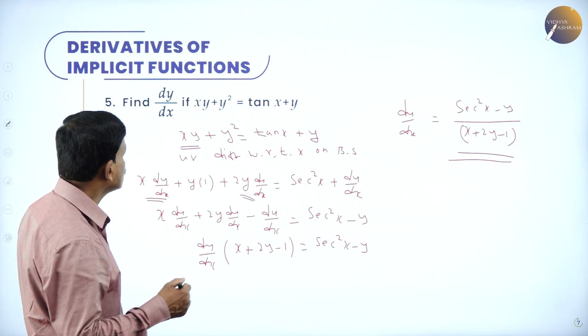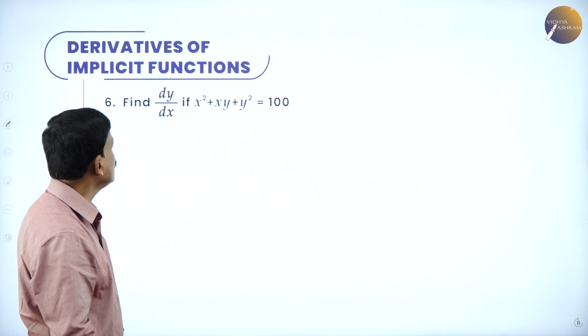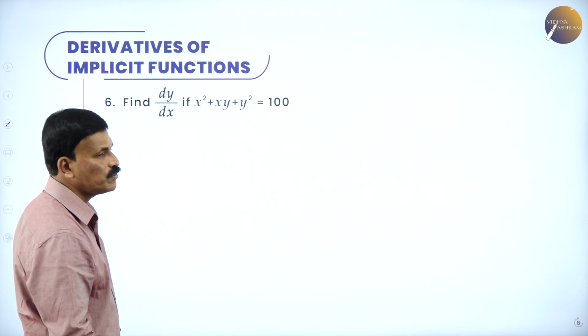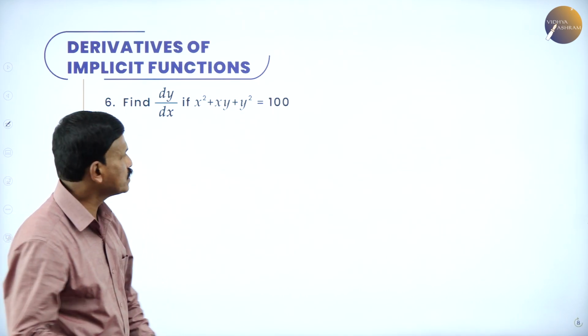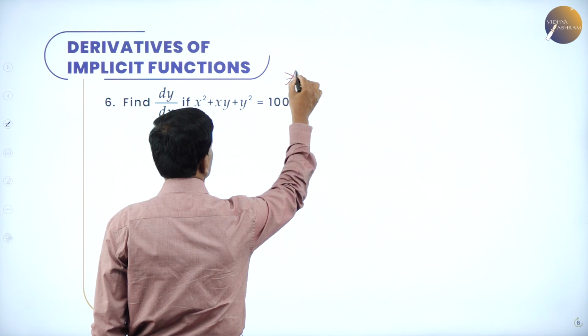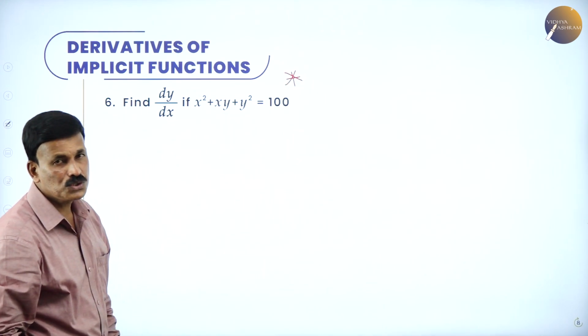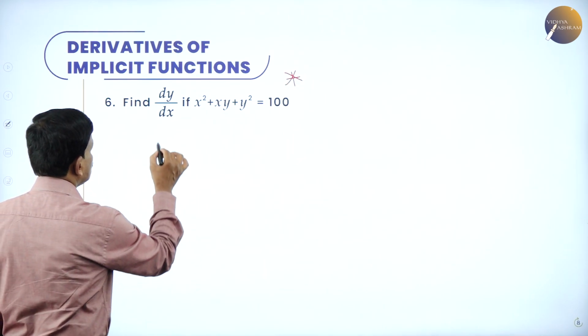Now let us come to the next type of problem. Find dy by dx if x square plus xy plus y square is equal to 100. This is also a very important problem. You may expect this type of question for 2 marks. So very simple. What is given?